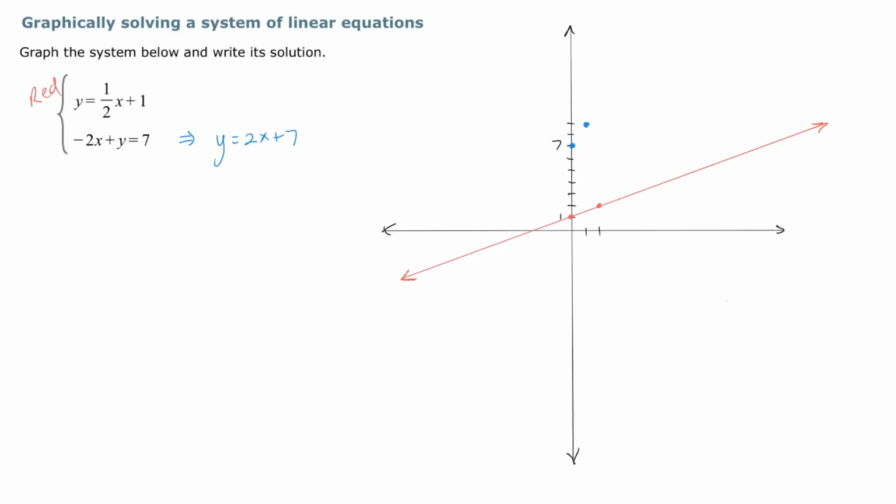We also want to graph the second line. In order to do that, we're going to start with the y-intercept, which is 0, 7. And then we're going to travel a slope here of positive 2, which means it's going to have to be up 2 and then right 1. And we're going to connect the dots with a straight edge.